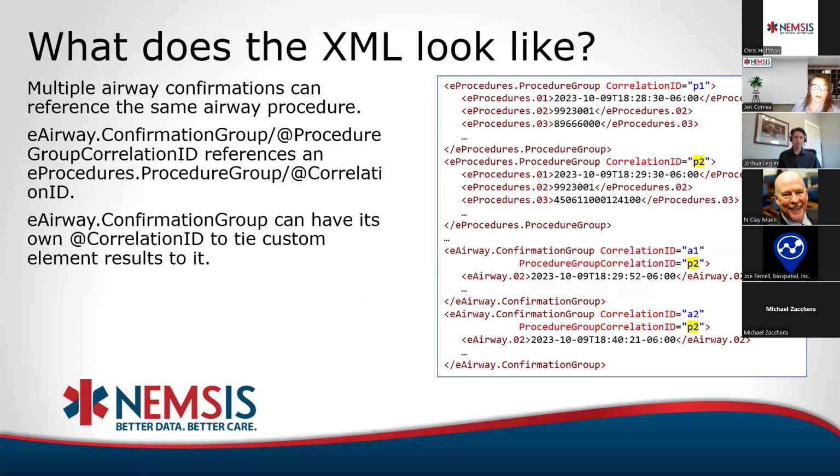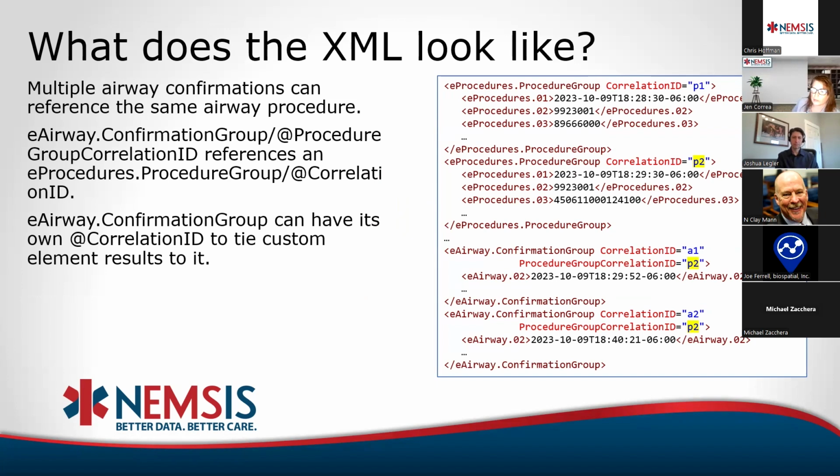All right, so multiple airway confirmations can reference the same airway procedure. So you have intubation rechecks, where you're looking at the same airway multiple times to make sure that it's staying in place during transport. And this is an excellent example of that. So the procedure here was done at 1828, and that has a correlation ID of P1. And this procedure at 1009, correlation ID of P2.